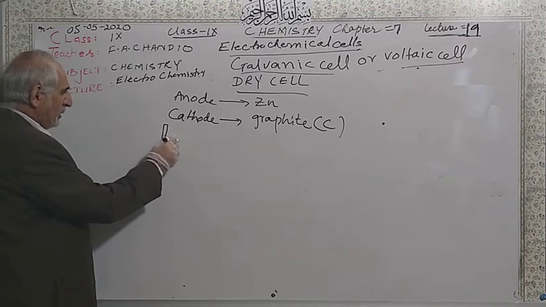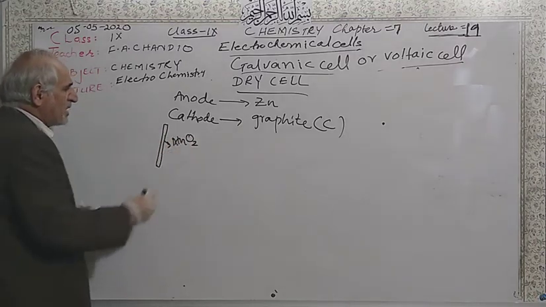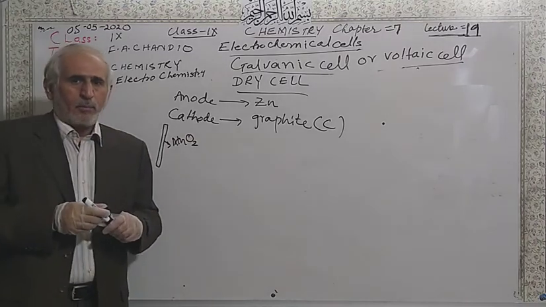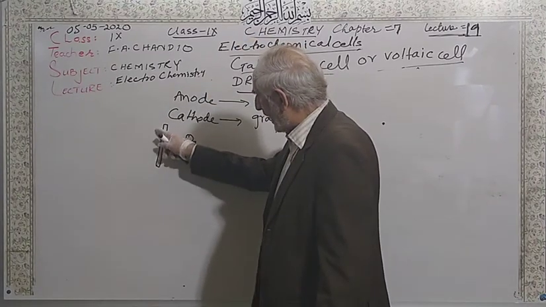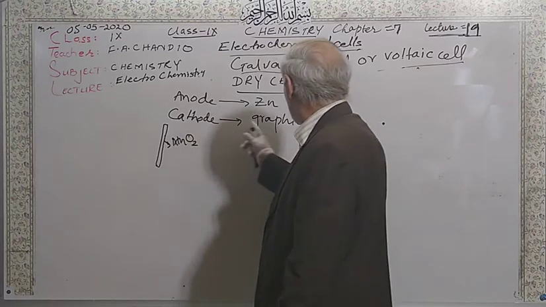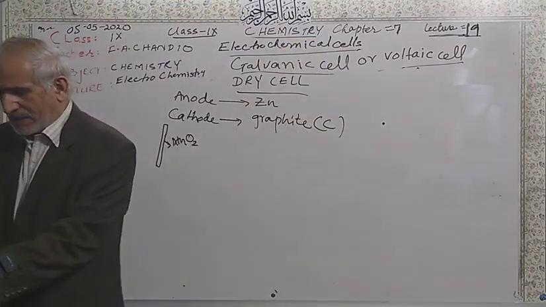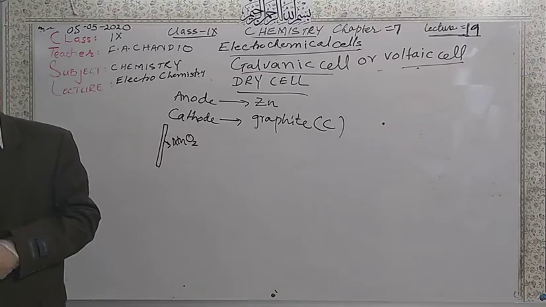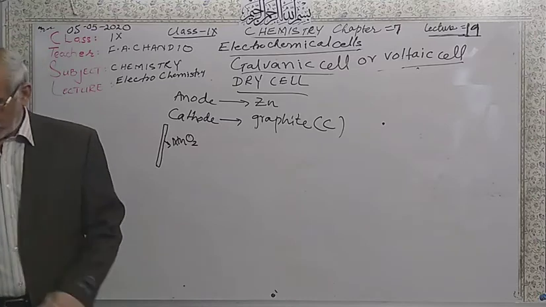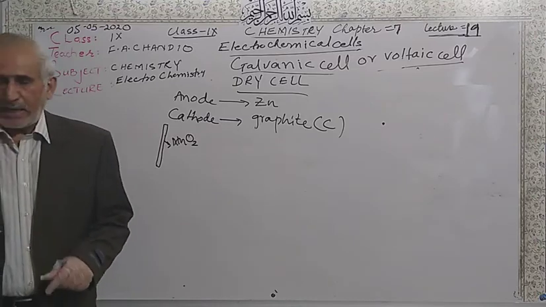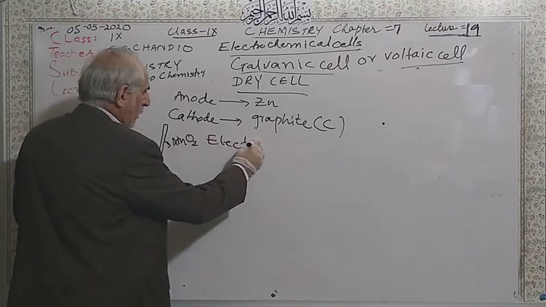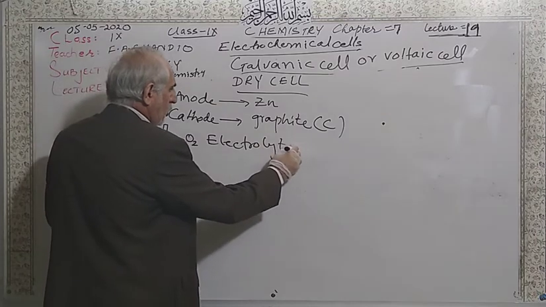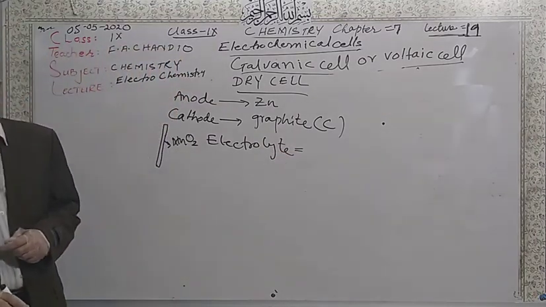There is moist manganese dioxide, which is a black powder. So a paste of manganese dioxide is put around the graphite cathode. The manganese dioxide paste is in the container, mixed with carbon charcoal also. And there is an electrolyte which helps to conduct electric current.